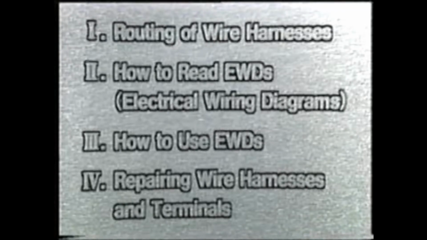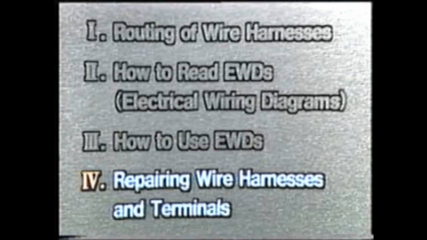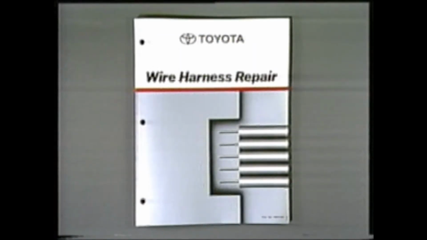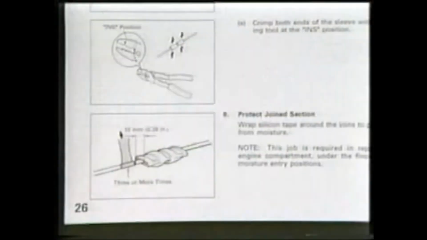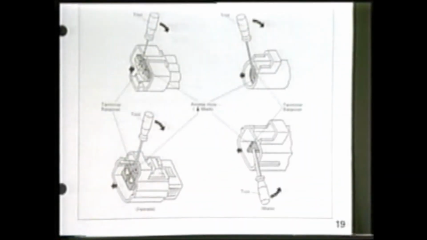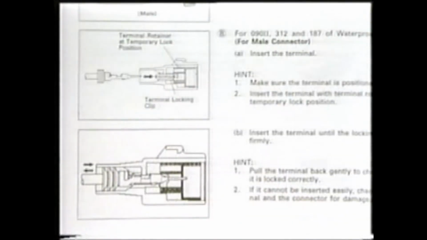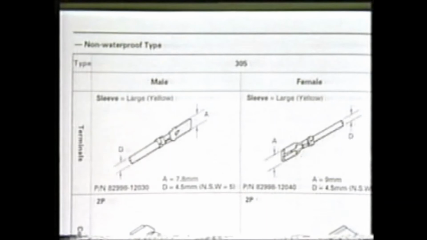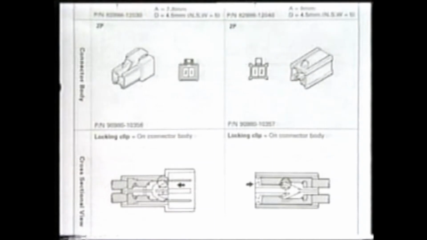We have already studied the correct procedure for using an EWD in troubleshooting. Now let's look at the correct procedure for carrying out repairs when the cause has been located. For this, there is the wire harness repair manual. This manual shows how to connect wires, how to remove terminals, and how to insert terminals. It also includes a list of terminals and connectors required for repairs. Let's study these points while watching a technician at work.